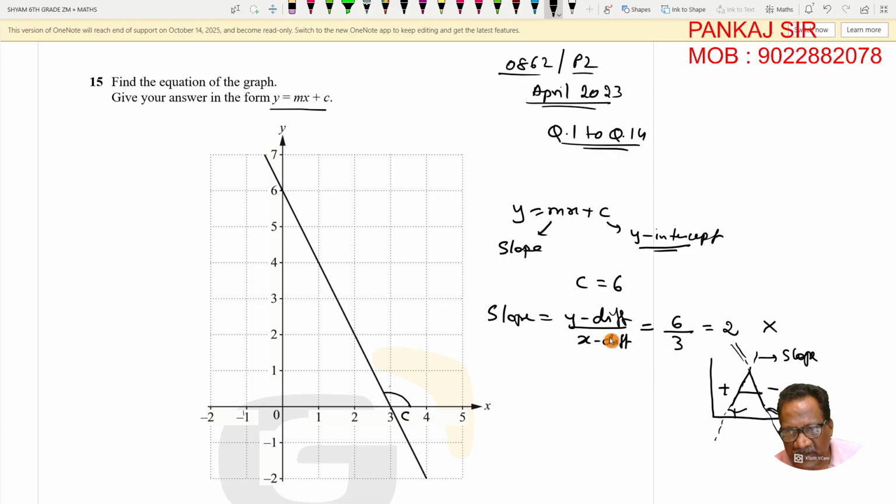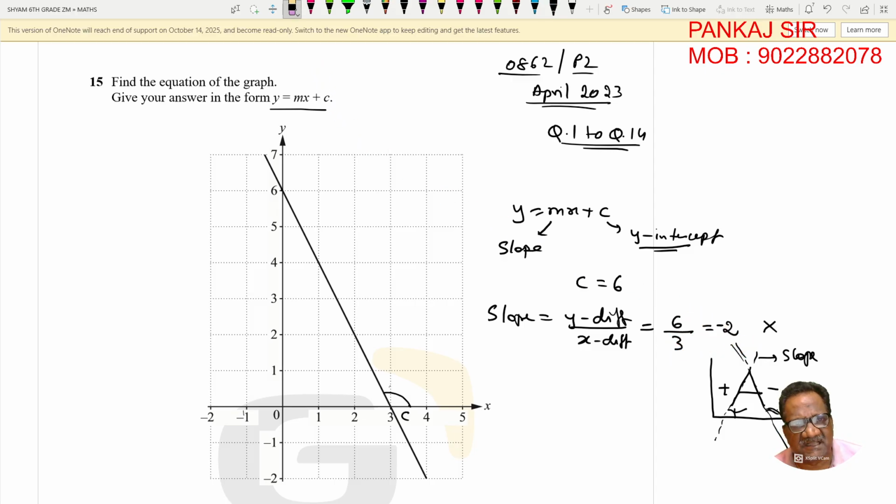So if you are doing it by this method, y difference upon x difference, you got 2. But by looking at the sign, you will come to know that this has to be a negative slope. So you will put a negative sign. So you don't write the slope directly as 2. It will be minus 2.